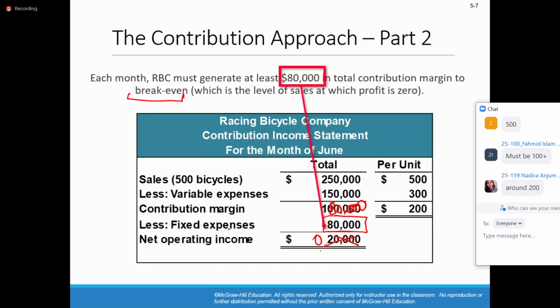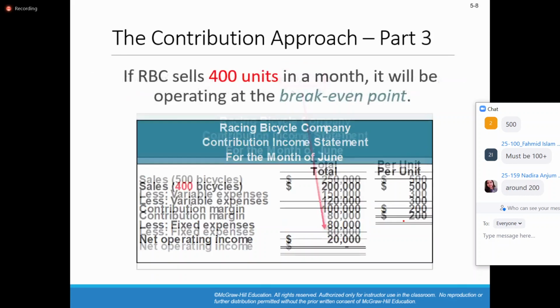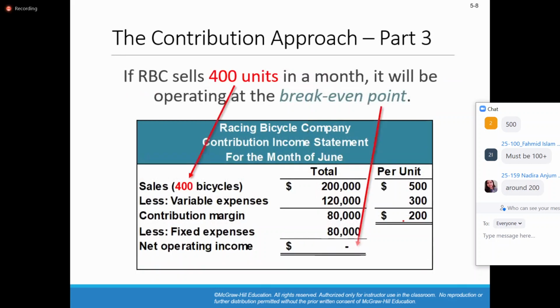This point is known as the break-even point, and we will see that in that case, the total contribution margin will be equal to the total fixed expenses. Okay. So now we would like to see what should be the number of bicycles to be sold to reach the break-even point.